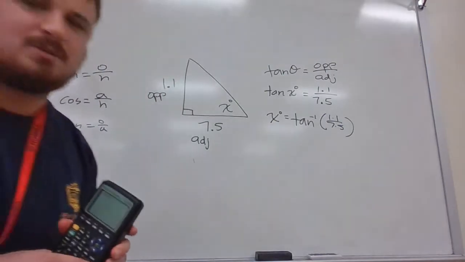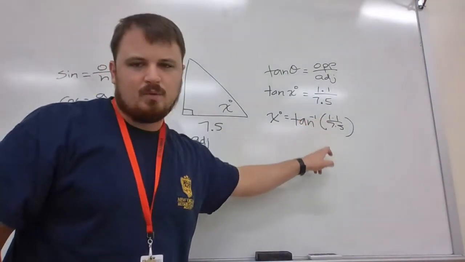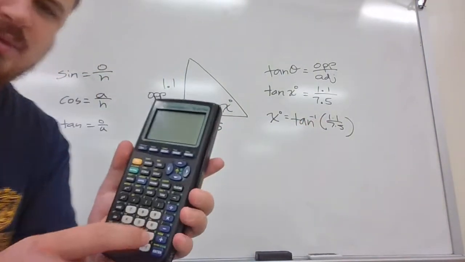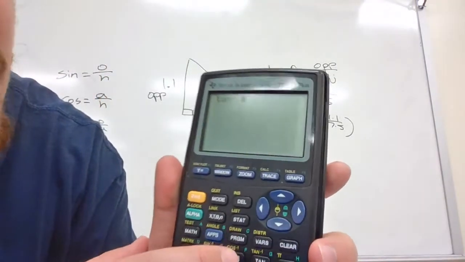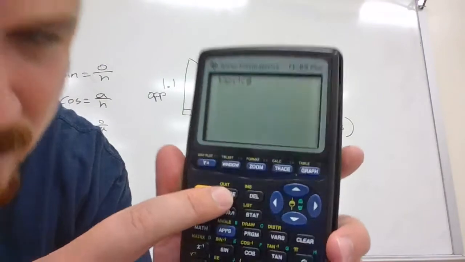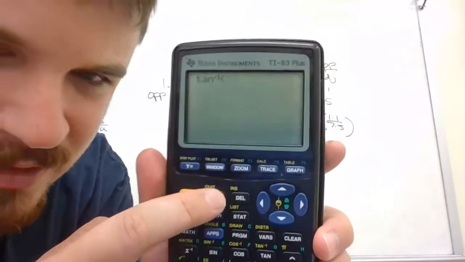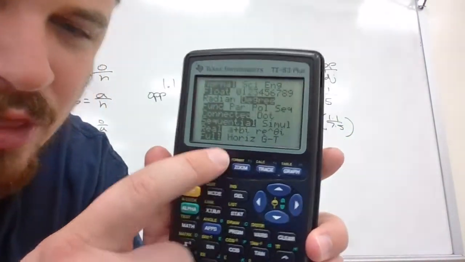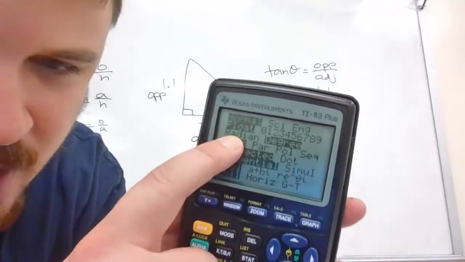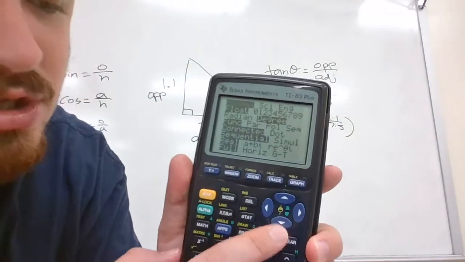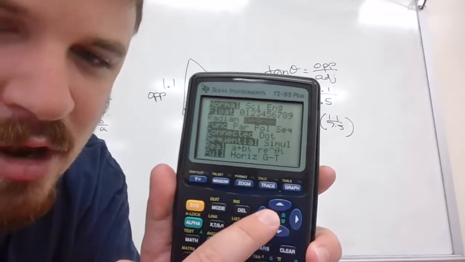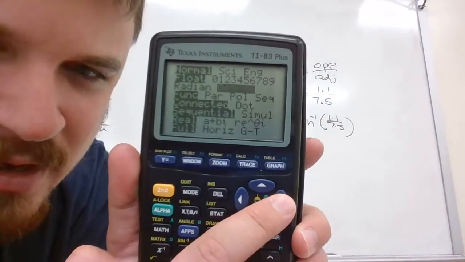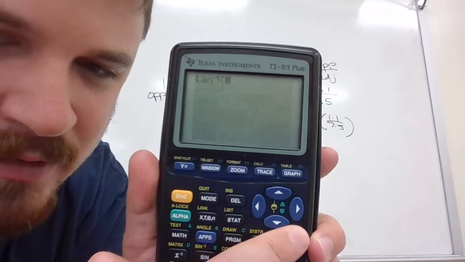So look at what our problem was. It was tan inverse of 1.1 divided by 7.5. So let's go ahead and do that. Oh, also, always go to mode where my finger is, and make sure that on the third line, you're not in radian, you're in degree mode. So you'd go down 1, 2, go down to that line, and you can go back and forth between radian and degree, and you make sure you select degree.